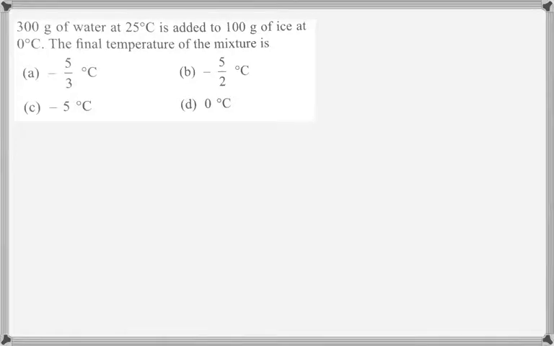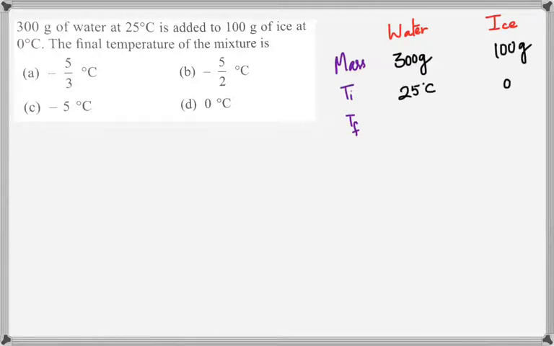Let's check how to solve this problem from SBQ1. The first step is we'll write the table. We get the mass of water, mass of ice, the initial temperature for water is 25 degrees Celsius and the initial temperature for ice is 0 degrees Celsius. Final temperature, we have no clue. Remember, it is a water and ice problem, so we need to check whether ice will melt completely or not.